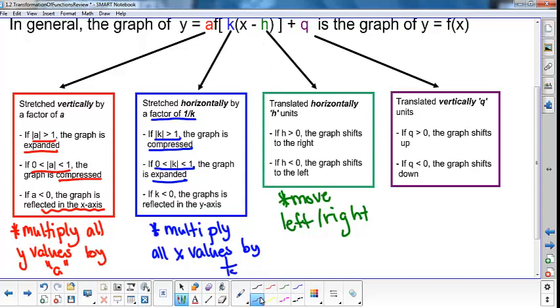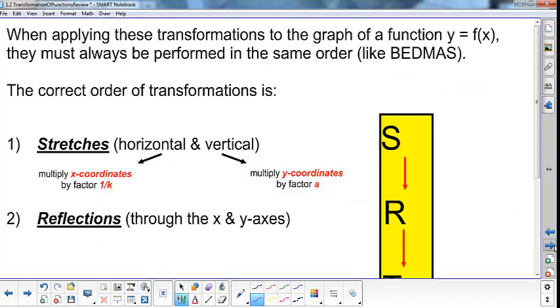And then finally we have our q value. The q is our vertical translation. And you take the value for what it is. So if you see, let's say, a plus 2 at the end here, you're going to move your graph up 2. And if you see a negative 2, you're going to move down 2. So basically that just tells you how to move your graph up and down.